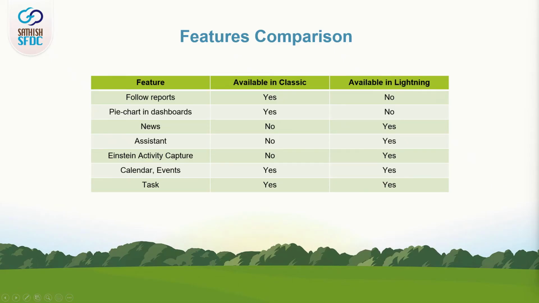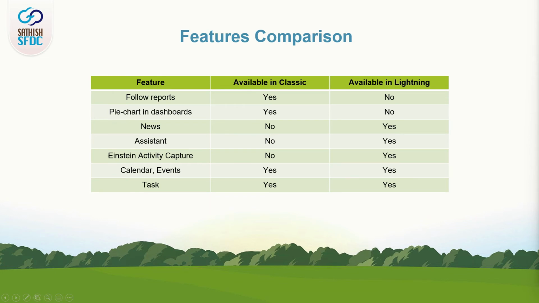Are Classic and Lightning independent of each other? No, the changes you make in Lightning will affect Classic also, and vice versa. Database, application processing, and logic are the same. The change happens only in the UI. For example, if you enter a lead in Lightning, the same entry will be reflected in Classic also. But still, some features are independent in Lightning and Classic.